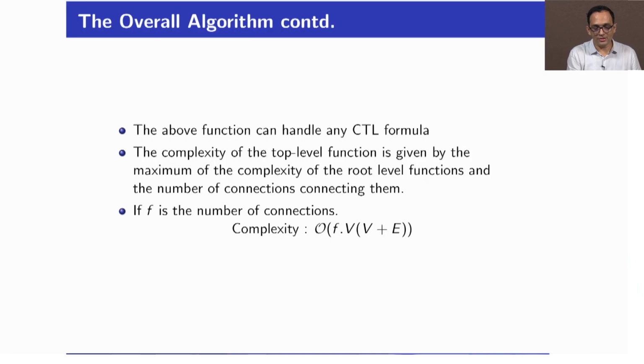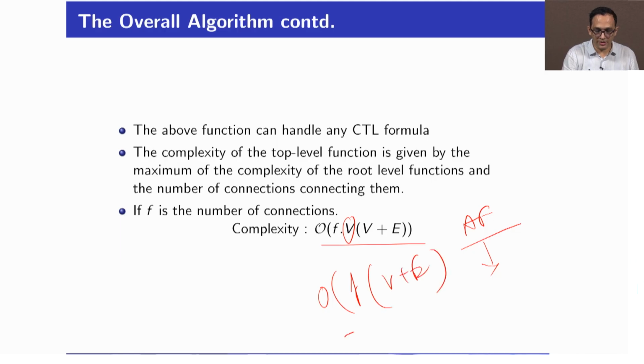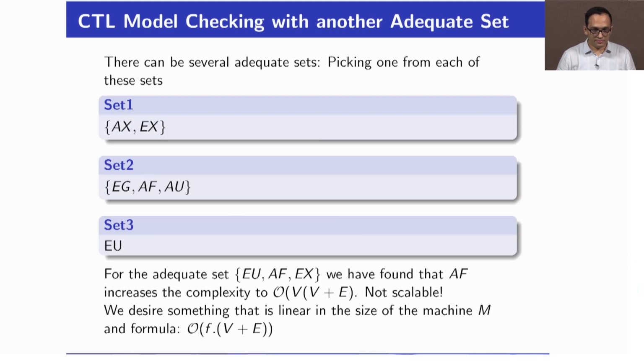Given any formula, it will convert it into an equivalent formula and then call these functions recursively, the same function, and finally it will return the set of states where this particular formula phi holds. I have already discussed the complexity is |φ| times (V plus E), and this V times (V plus E) is coming because of AF phi. If we can replace AF phi with something else, I can reach the complexity |φ| times (V plus E). So, this is what I will discuss now.